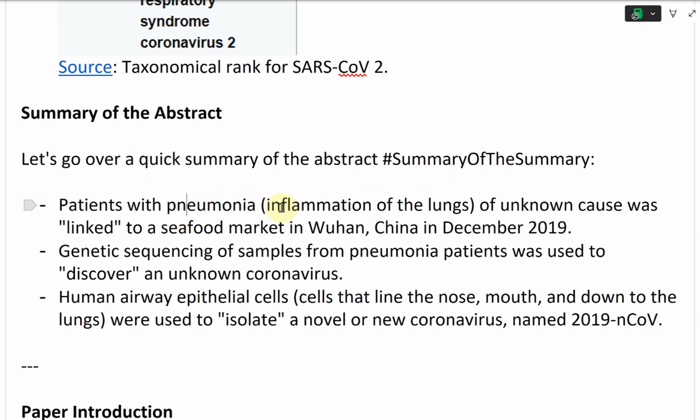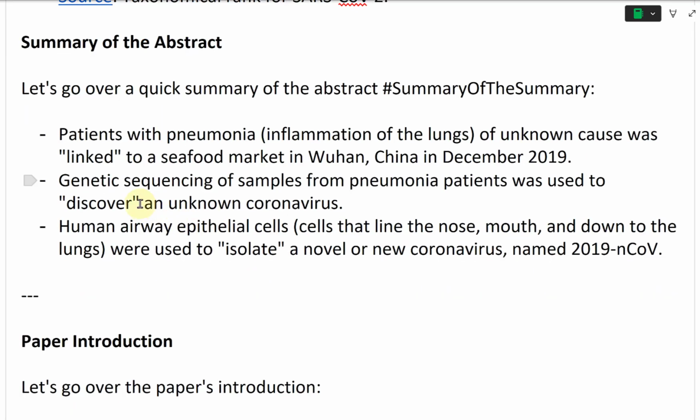So patients with pneumonia, or inflammation of the lungs, of unknown cause was, quote, linked to a seafood market in Wuhan, China in December 2019. And then genetic sequencing of samples from pneumonia patients was used to, quote, discover an unknown coronavirus. And then human airway epithelial cells, or cells that line the nose, mouth, and down to the lungs, were used to, quote, isolate a novel or new coronavirus named 2019-nCoV.